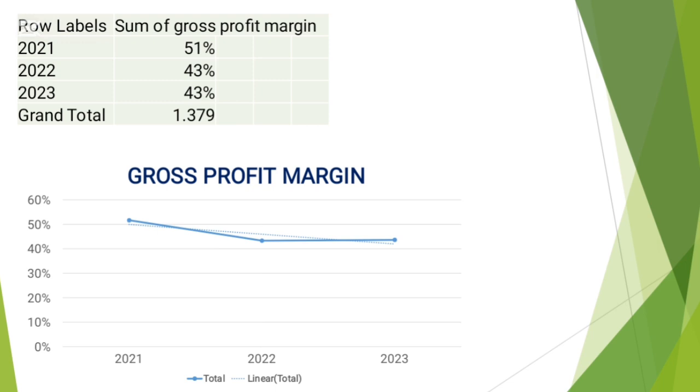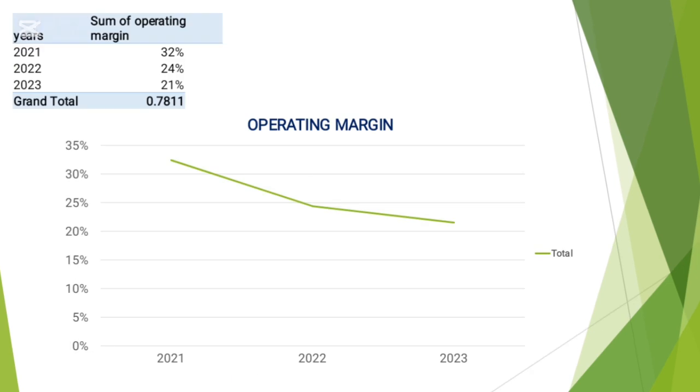From there, we are going to move to the next ratio, which is operating profit margin. These are the profits after the deduction of operating expenses. As we can see, in 2021, operating profit was standing at 32%. In 2022, it is standing at 24%, and in 2023, it is standing at 21%. So we can also see a gradual decrease in terms of operating profit.